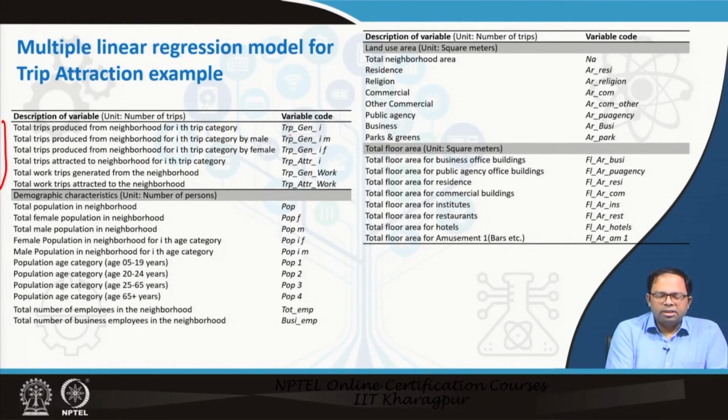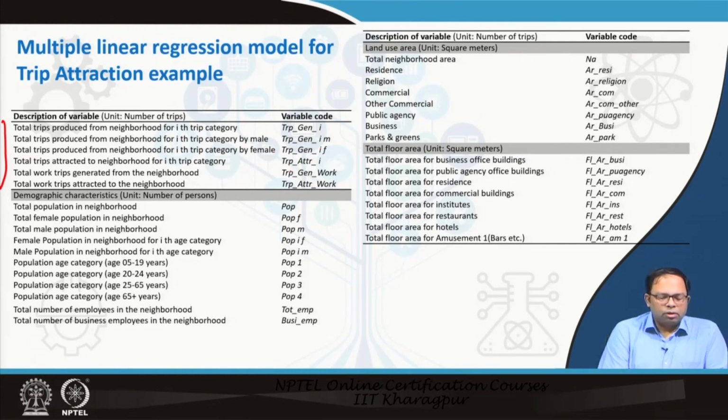See how the variables have been listed: TRP underscore gen underscore I. Variables are in italics, and we have used an underscore to connect the different components. The variables should be meaningful. That means after reading the variable code, people should have a basic understanding of what exactly it is trying to represent. That is why we have used variable codes which have some components from the actual variable.